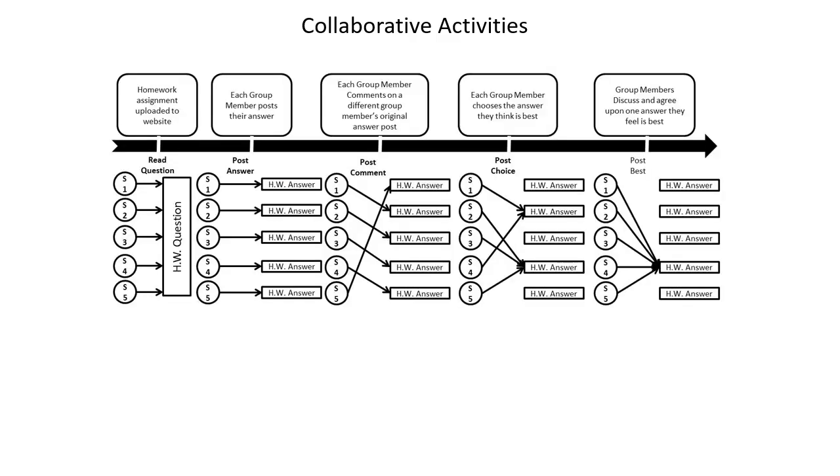To avoid confusion, all of the collaborative activities followed the exact same pattern. However, the topic of interest changed each time. First, the homework assignment was uploaded to the website, and each student accessed the website to get their instructions. Each group member would independently find their answer to the homework and post their answer to the website.